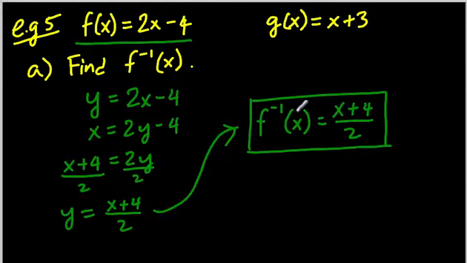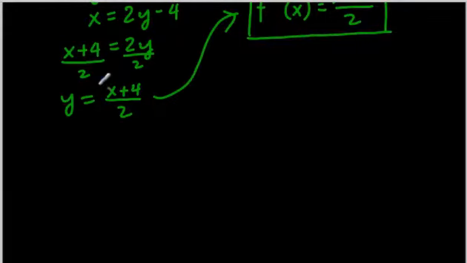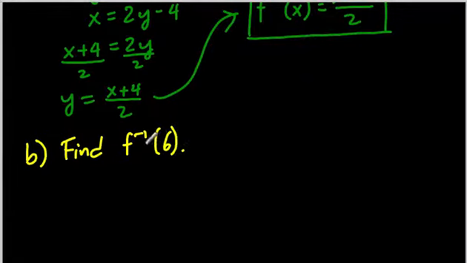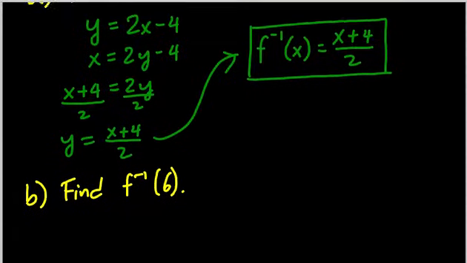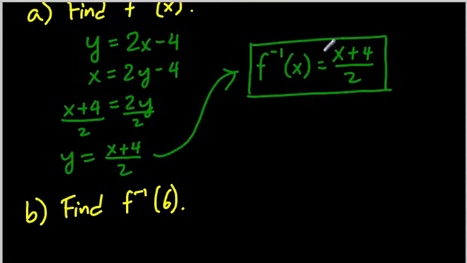And there we go. All right? So that was part A, to find f inverse. And hopefully that was straightforward. Let's do the next part. Part B says find f inverse of 6. In order to find f inverse of 6, the first thing that we need is the inverse function itself. But we just found that. We found the inverse function right here. So if we want to find f inverse of 6, we literally have to replace this x with the number 6. And there we go.